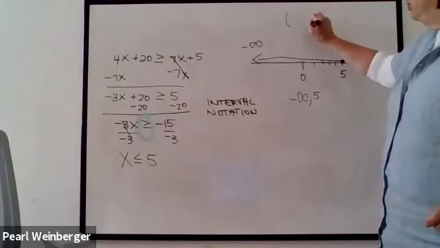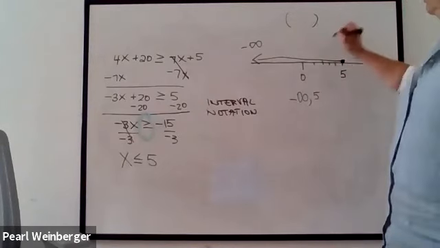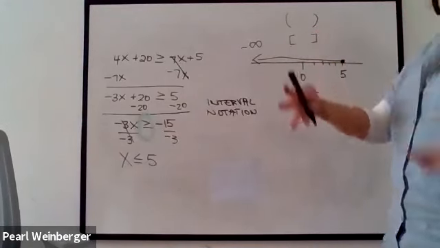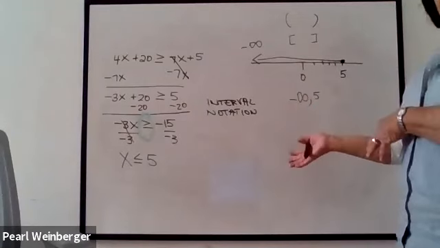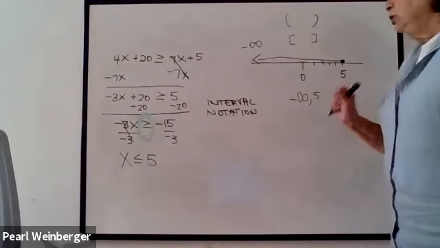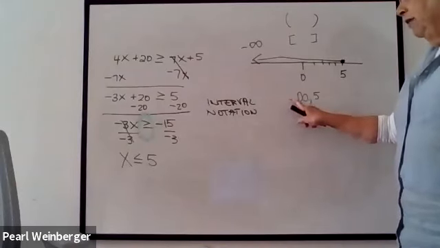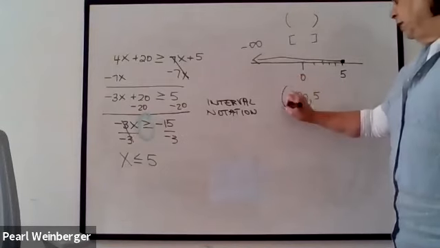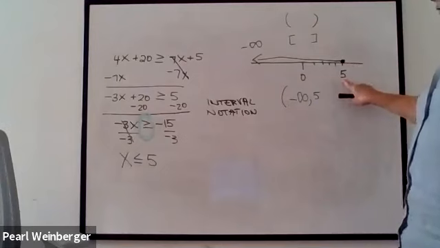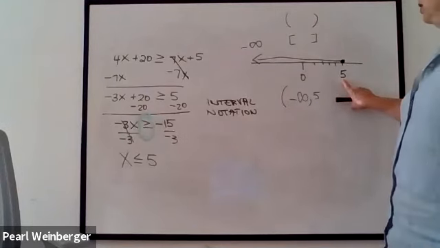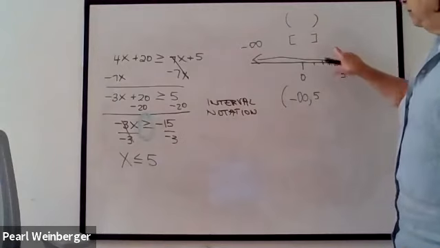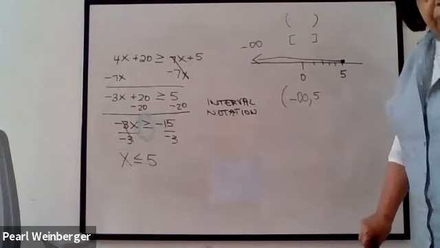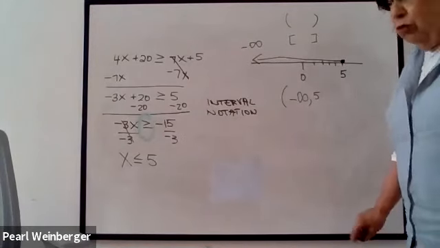Now, what you also have are going to be enclosure symbols. Sometimes you're going to have enclosures that are just regular parentheses. Sometimes you're going to have enclosures that are brackets. And sometimes you can have a parentheses on one end and a bracket on the other end. So how does this work? First of all, wherever you have the infinity sign, whether it's positive or negative, that always goes with a parentheses. Where you have a regular number, you will sometimes have a parentheses and sometimes you'll have a bracket, and it will depend on whether that number is filled in or not.